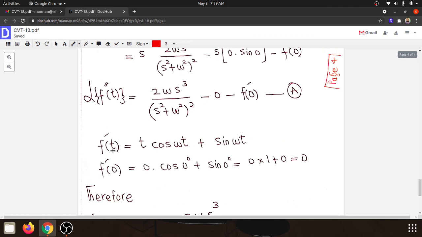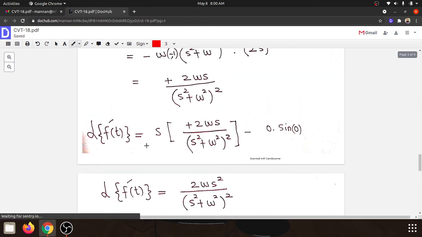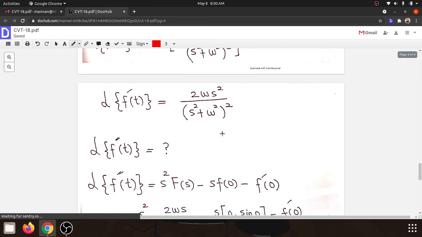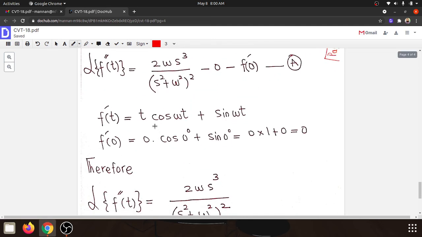f prime of 0 is obtained by first computing f prime of t. f of t is t sine omega t. We consider t as the first function and sine omega t as the second function, and we apply the product rule. We write the first function as such and compute the derivative of the second function. Then we have a plus the derivative of the first function and the second function as such. This we studied in school and college. So this is what we have done here.